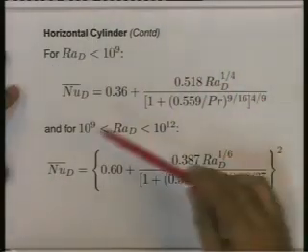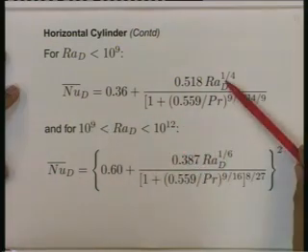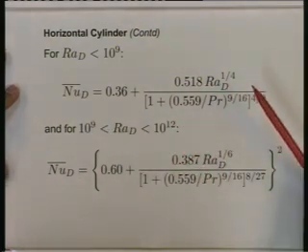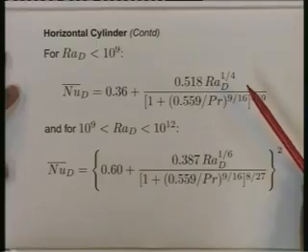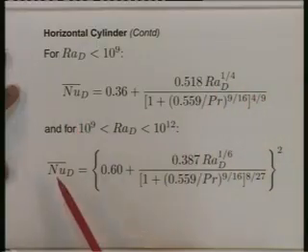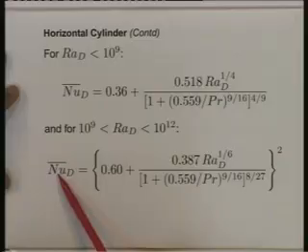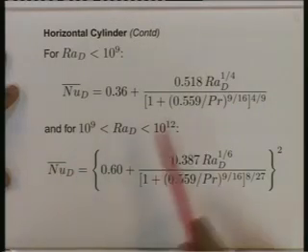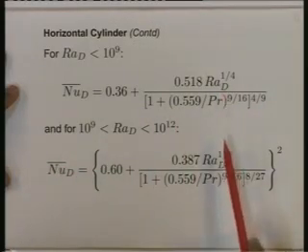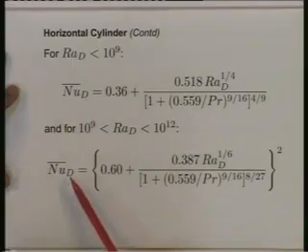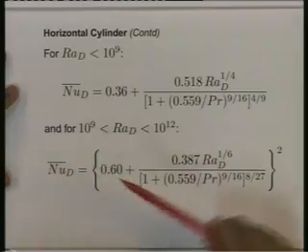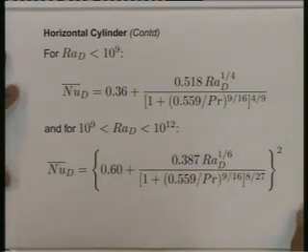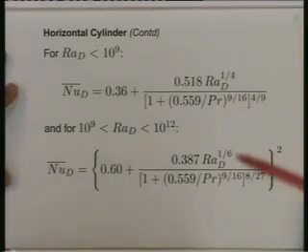Again, you will notice that Nusselt number is a function of Rayleigh number and Prandtl number. It is the average Nusselt number which is computed from these correlations. The Rayleigh number is based on the diameter, and so is the Nusselt number. This is something to be noted. Otherwise, the form or structure of the correlation remains essentially the same.